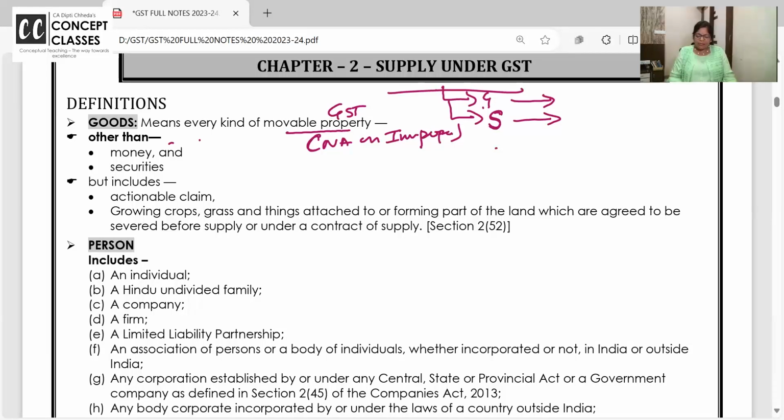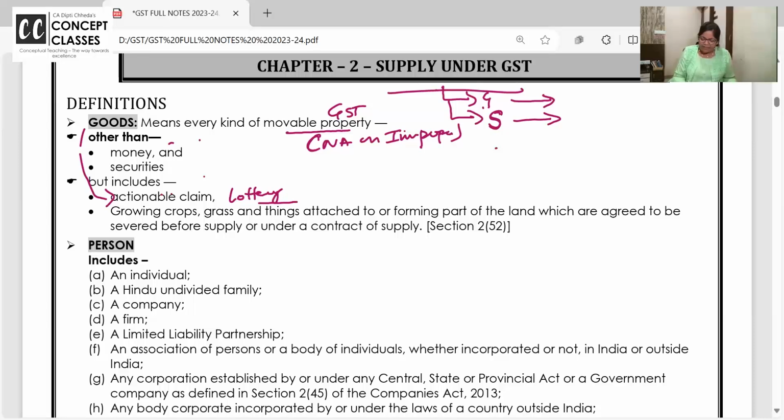Goods means any kind of movable property other than money and securities. Money is not goods. We all know what is money. Money is a currency, a medium of exchange. So that is not goods, and securities, shares and all, right? But goods include actionable claims, lotteries, and an actionable claim is where you have a right to receive the amount. When you buy a 1,000 rupees lottery and if your luck is good, you have a right to receive 50 lakhs as a prize. So it's an actionable claim. Okay.